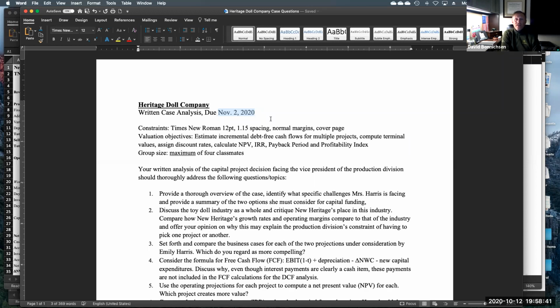We'll actually get to go through allocating capital money from Heritage Doll across up to 27 different projects on a year-to-year basis, with the goal of maximizing net present value at the end of the simulation.